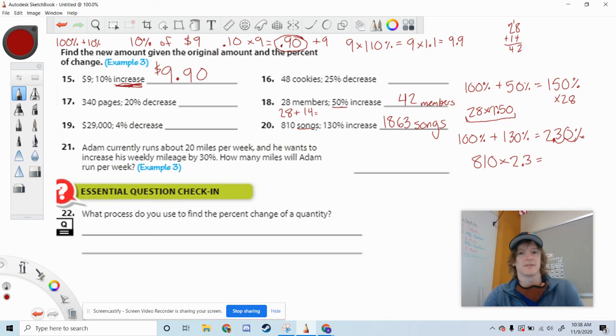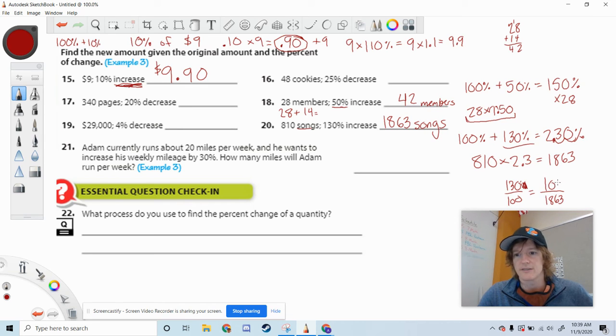These are word problems, even though there's only just one label here. But you're starting with 810 songs, you're increasing by 130%. Another thing, so let me see, 1,863. The other way, though, would have been, well, let's find out what 130% is. So you do 1.3 times 810. So 130 out of 100 of my total.